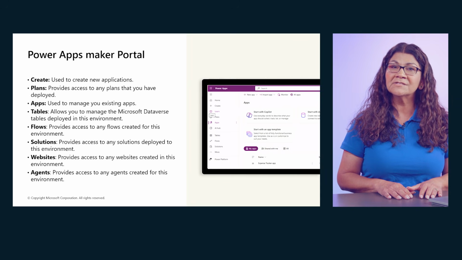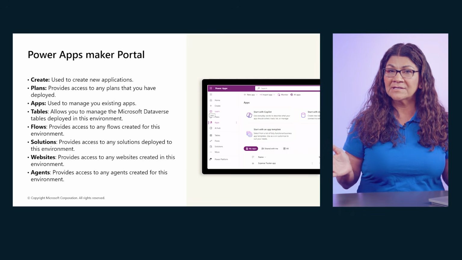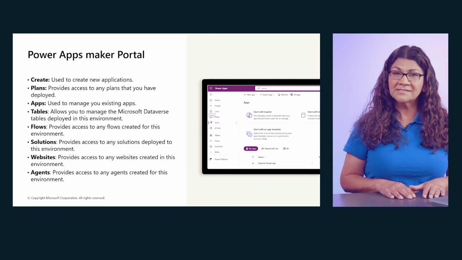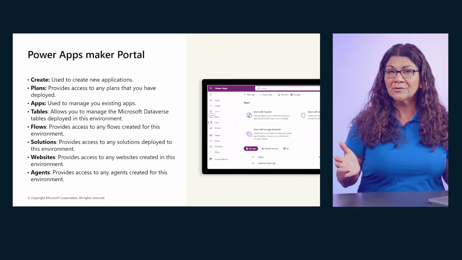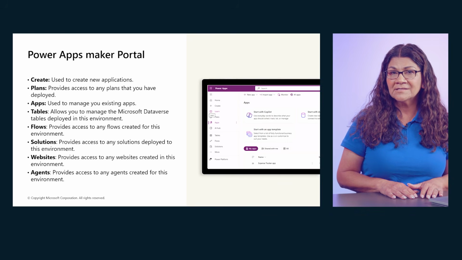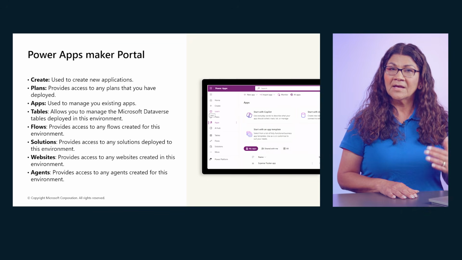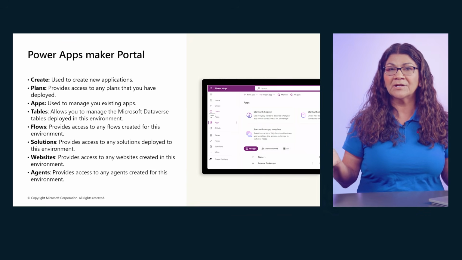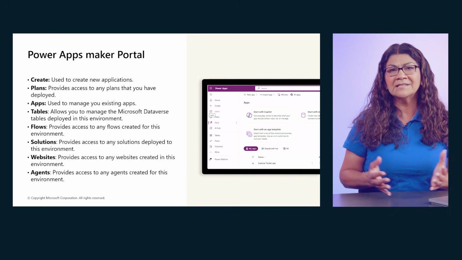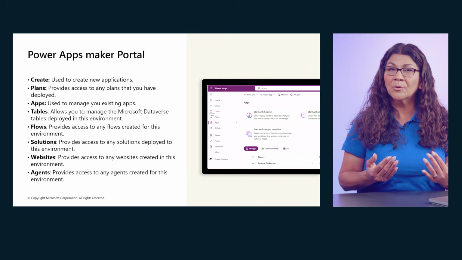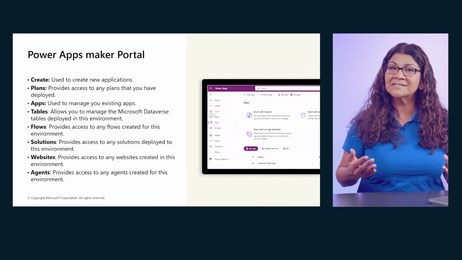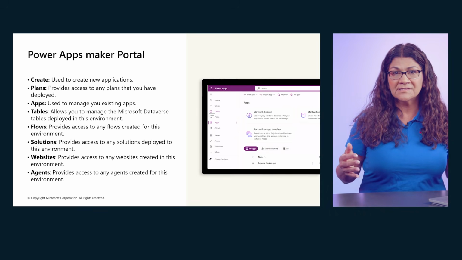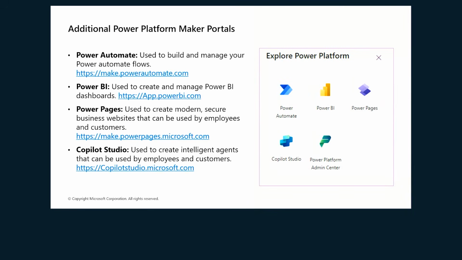Additionally, the portal includes features like Monitor for tracking resource health, Catalog for accessing templates, Card for creating adaptive cards, Choices for managing drop-down values, Connections for linking to data sources, and Dataflows for transforming and importing data. Together, these capabilities make the Power Apps Maker portal a comprehensive environment for building scalable, data-driven solutions that integrate seamlessly with M365 and beyond. There are additional Power Platform Maker portals.